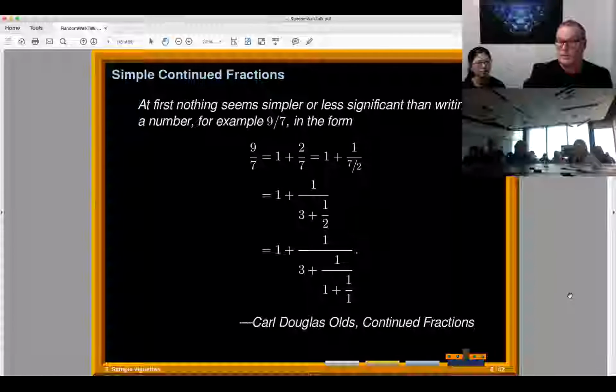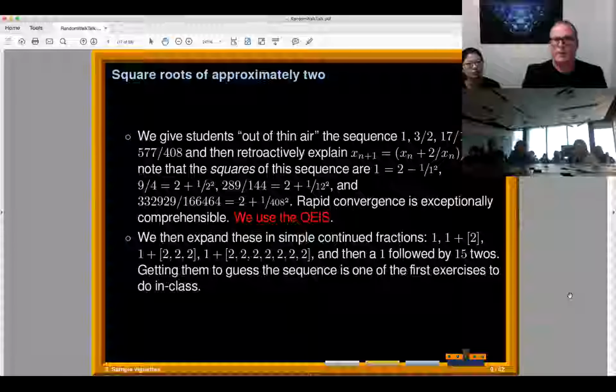And I actually start with that quote. The students see that Olds is saying that this seems simple and insignificant. The next thing I do is present them with a sequence of numbers, just out of thin air. I just write this sequence of numbers down. 1, 3 halves, 17 twelfths, 577 over 408. And later I go back and explain that this came from a particular iterative scheme. x_{n+1} is (x_n plus 2 over x_n) divided by 2, which is, of course, Newton's method for finding the square root of 2.